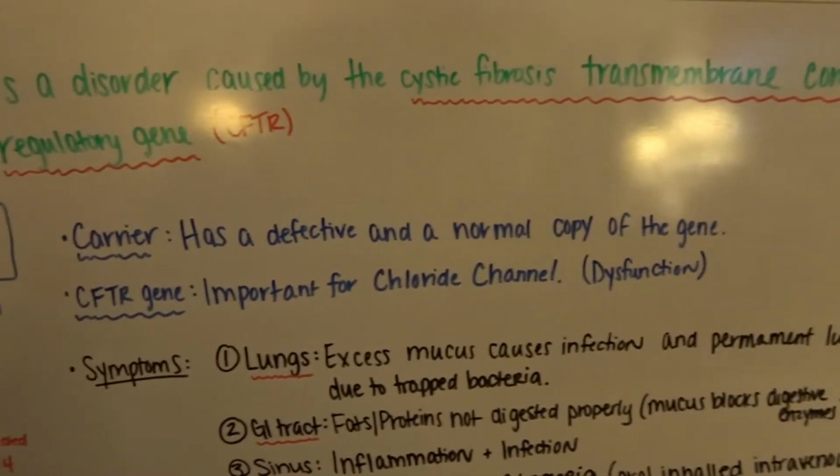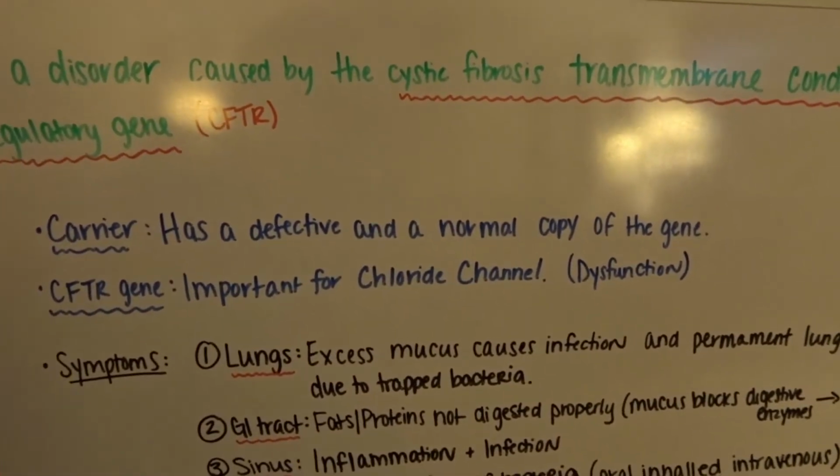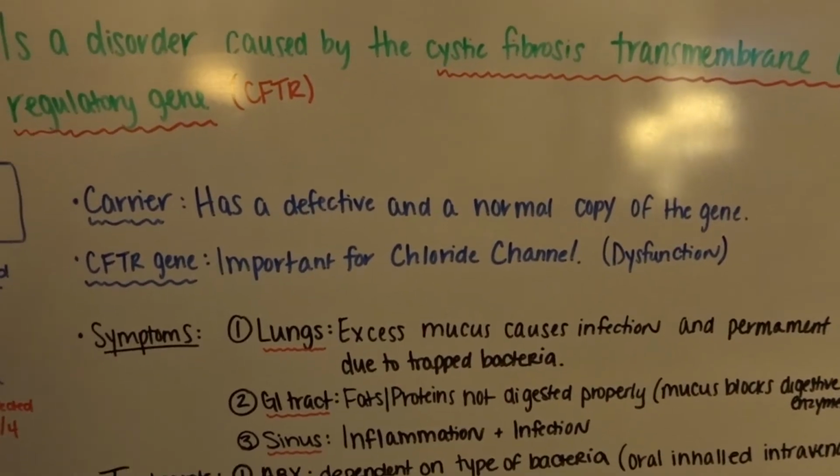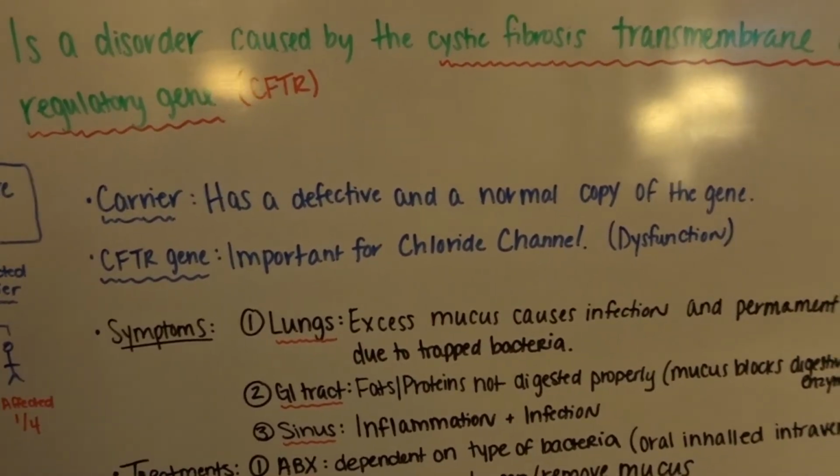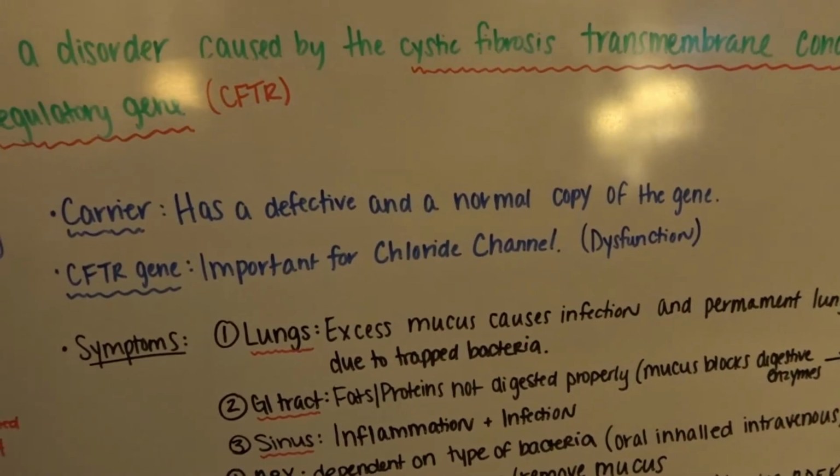What is a carrier? A carrier is someone who has a defective and a normal copy of the gene. And the CFTR gene is important for the chloride channel, and there's a dysfunction in that with this disorder.